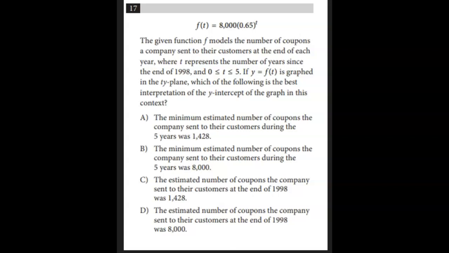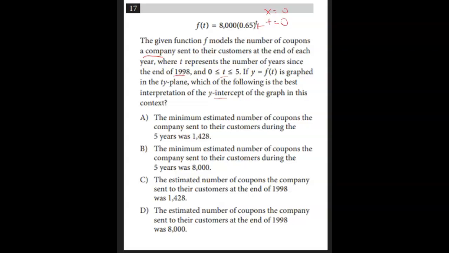The given function f models the number of coupons a company sent to their customers at the end of each year. t represents the number of years since 1998, and 0 is less than or equal to t is less than or equal to 5, so it's between 0 and 5 years. y equals f(t) is graphed on the ty plane. Which of the following is the best interpretation of the y-intercept of the graph in this context? So the y-intercept would be when x equals 0, but in this case, when t equals 0, what does that represent?